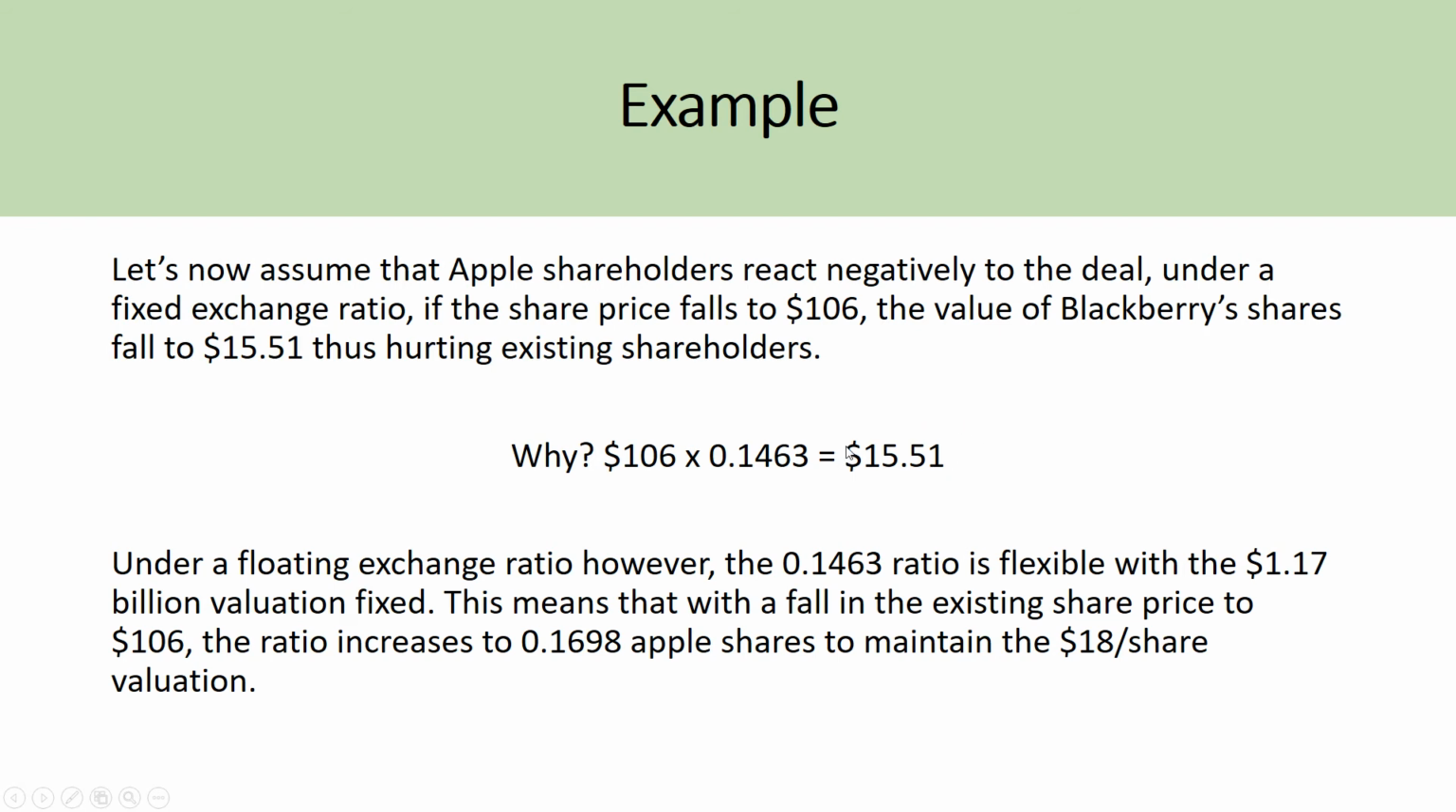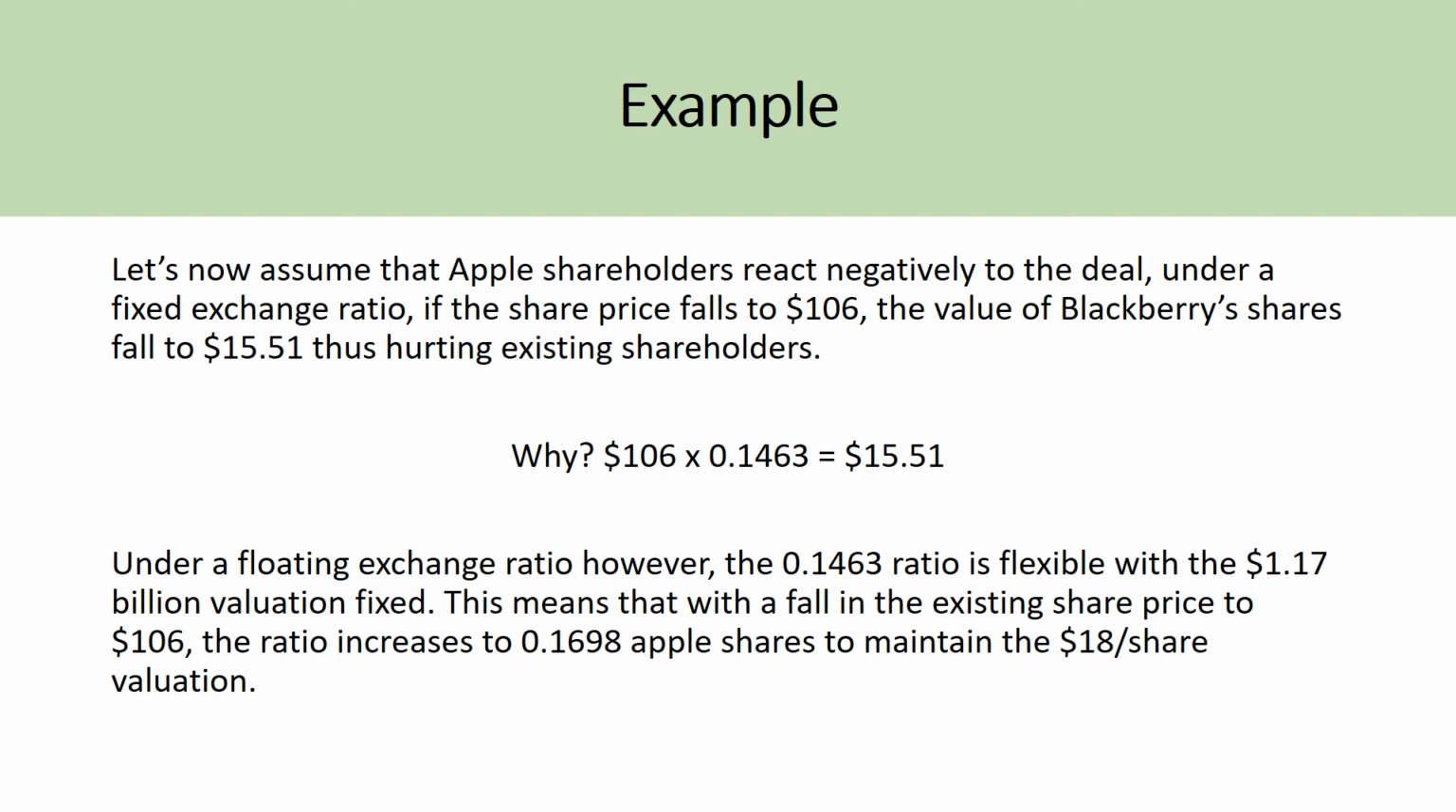So if the value of the acquirer's shares in a fixed exchange ratio falls, then the value of the deal falls because their shares are worth less, even though you're getting the same amount of shares because of the fixed exchange ratio. Under a floating exchange ratio, however, the 0.1463 ratio is flexible with the $1.17 billion valuation.